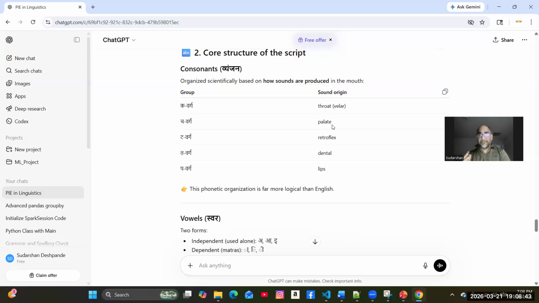Ch, ch, j. And Z is also the same word. Z means ch, ch, ch. N. Ch, ch, j, n. So these are the five words. The last word will be coming from the nose.